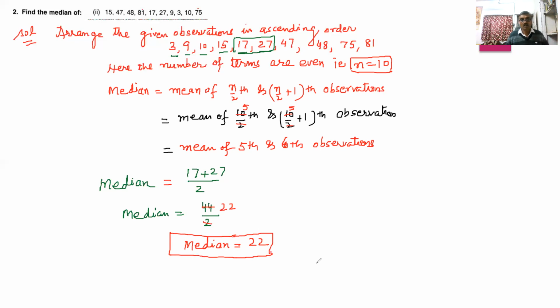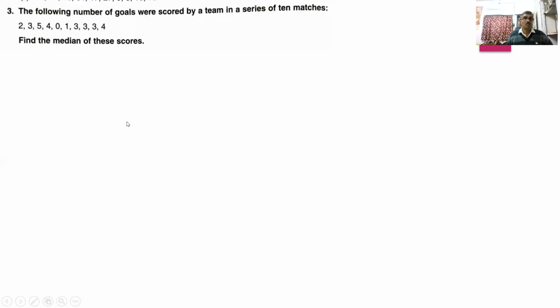Median कितना आ गया जी? Question 22. In some matches, the number of goals scored by a team in a series of 10 matches is given below. It means there are 10 matches, so the number of terms is 10. 2 in the first match, 2 in the second, 3 in the third, 5, then 4, 0, 1, 3, 3, 3. In the last match, they scored 4 goals.